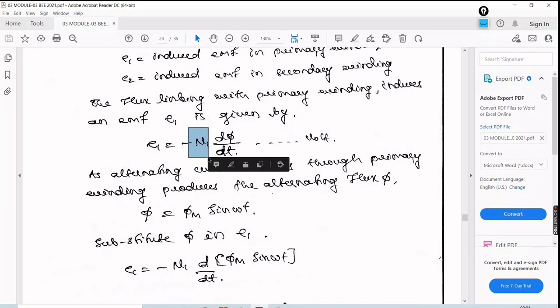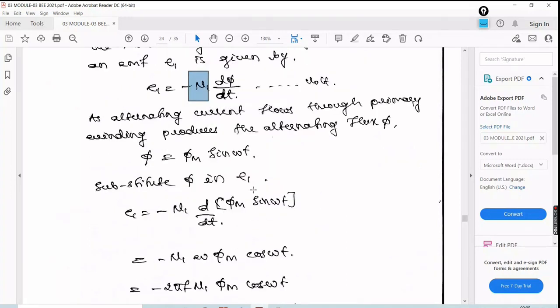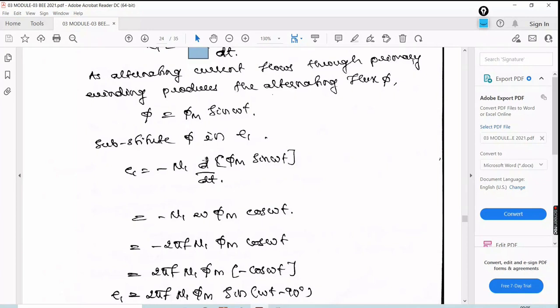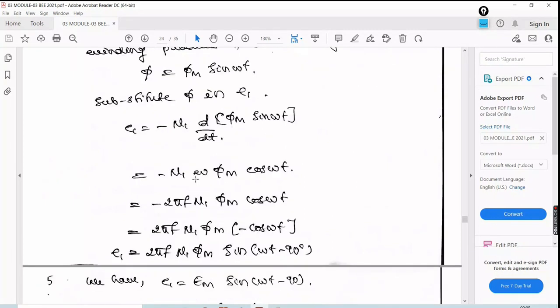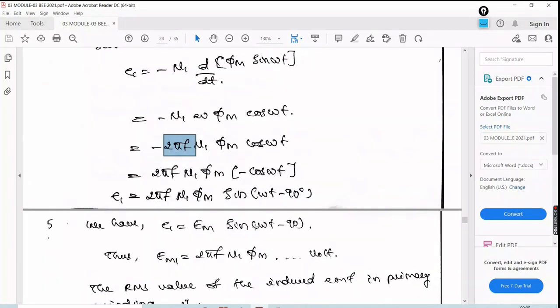Then whatever voltage is applied is alternating in nature, which will cause an alternating flux. That is, φ is equal to φm into sine of omega t. Substitute that φ in dφ by dt. φm is a constant, so I am taking it outside. Then the differentiation of sine omega t is what? Cos of omega t into omega. Here omega is equal to 2πf, so we get N1 φm omega into cos of omega t.